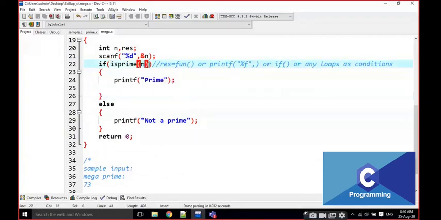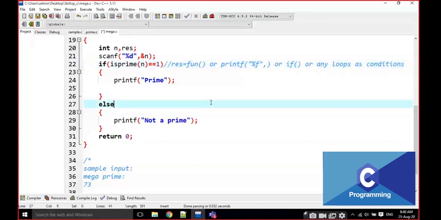In the same way, for example, we can check like this also: if is prime of n is equal to 1. One step I am escaping. For example, result is equal to is prime of n. Instead of that, I am going to write here if is prime of n is equal to 1. One step I am skipping here. That's it, nothing else. Okay, understand, right?